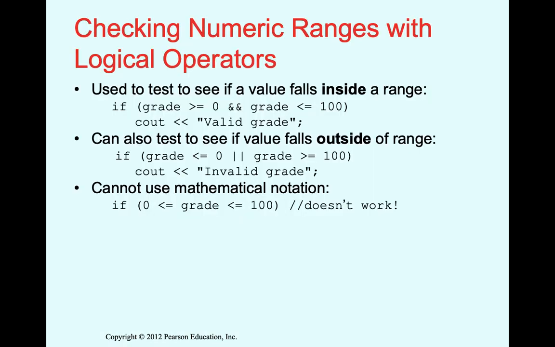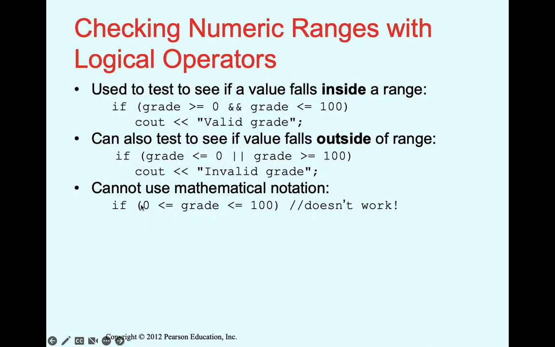So we can check the number range using these operators. For example, I can say if the grade is greater than 0 and the grade is less than 100, then I can print this is a valid grade. Or I can write if the grade is less than 0 or the grade is more than 100, it's an invalid grade. So I can check the range using these operators.